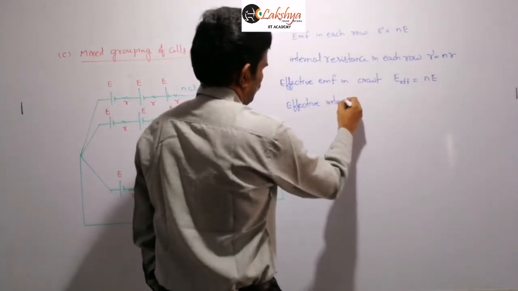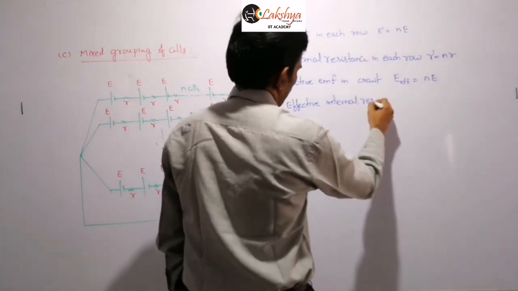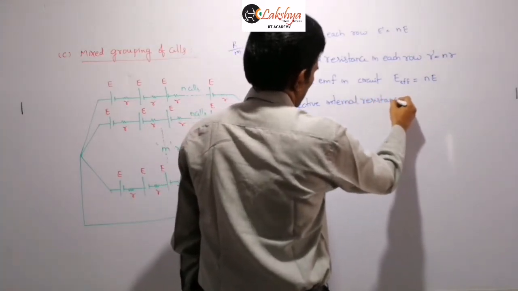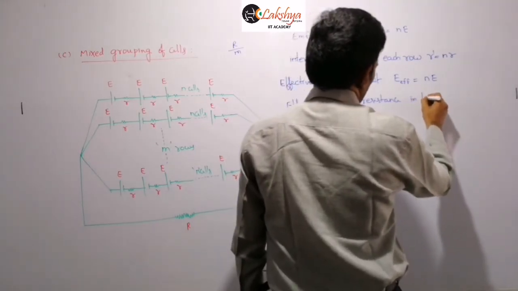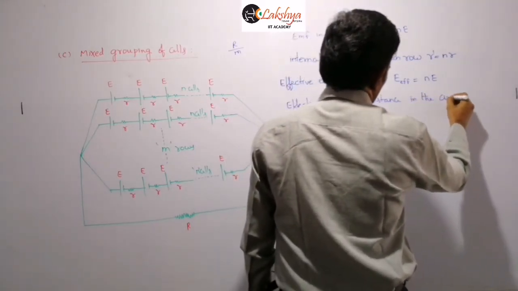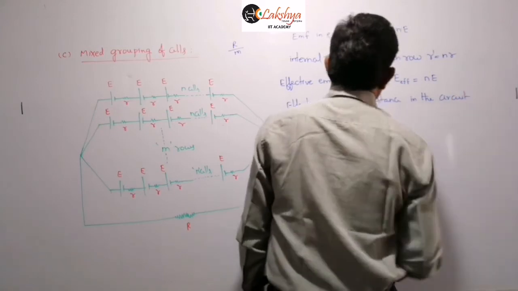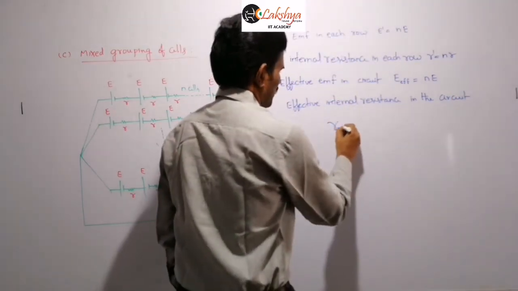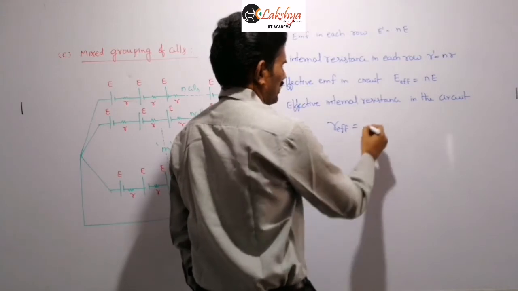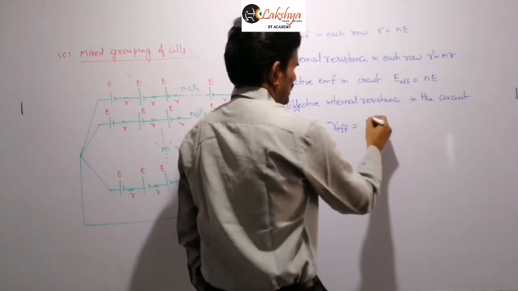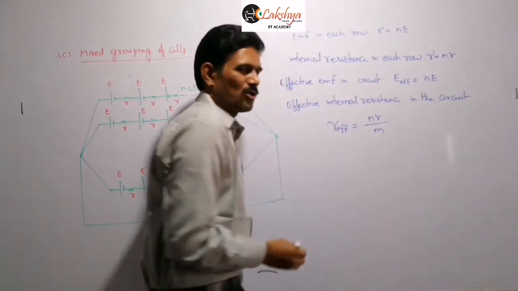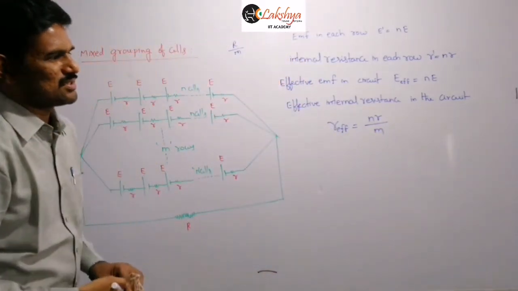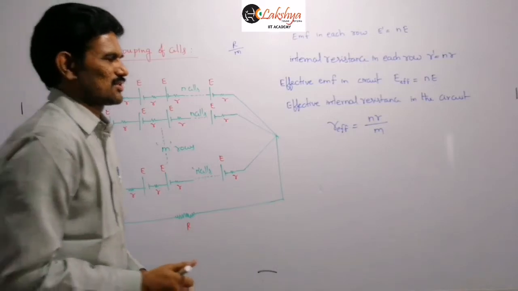Effective internal resistance in this circuit. So therefore this I am writing as R effective. Each resistance is nr in each row, such m rows are in parallel, so nr by m. So that will be the effective internal resistance in that circuit.